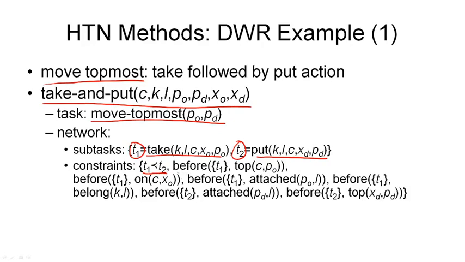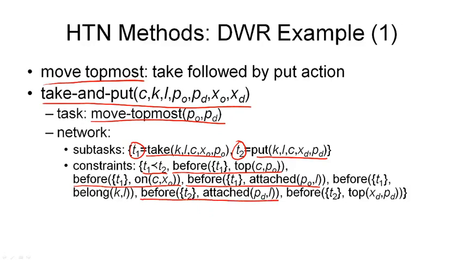Then I have other constraints representing the preconditions. Looking at this example, I'm saying here that before the set T1, so this is a set of tasks, there could be more than one here, we must have the condition that the container C is on top of the origin pile, true. So that's a before constraint applied to a set of tasks and a condition. And we have several other constraints of this type here that effectively represent the preconditions of the HTN method as we've seen it previously.